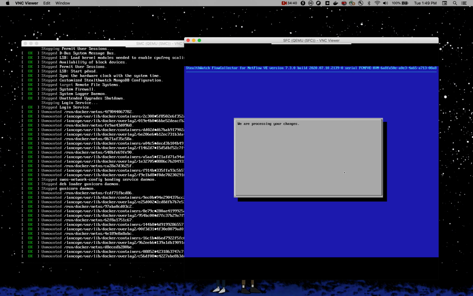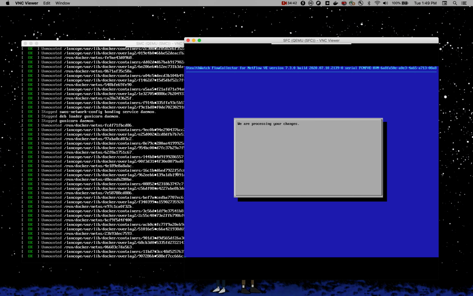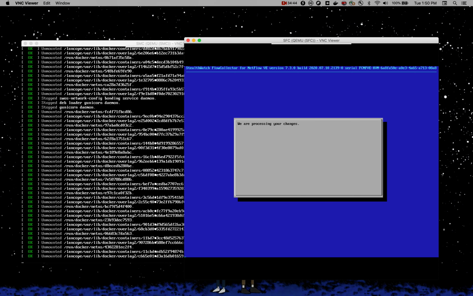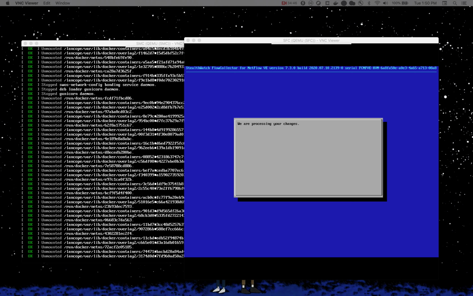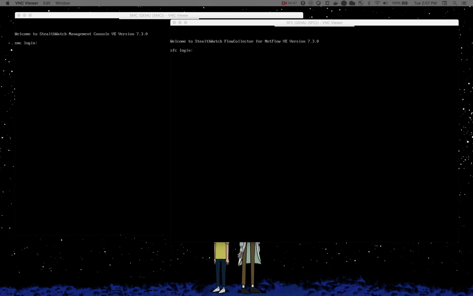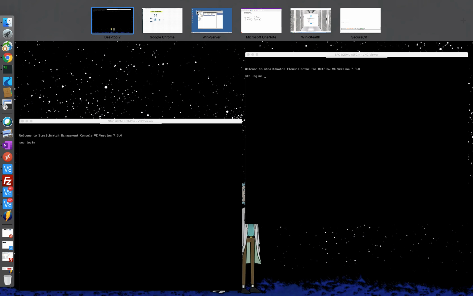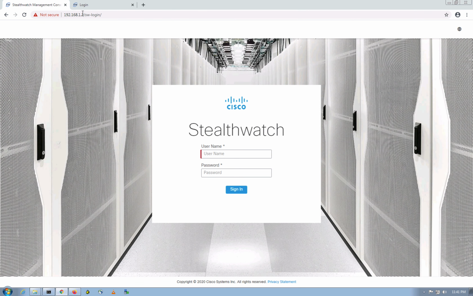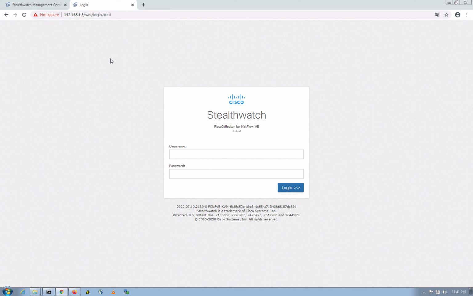It'll take some time for both of them to come up successfully, so I'm going to pause the video and continue once both of them come up. All right, looks like it's completed. You can see the screens now. The host names should have changed to SMC and SFC, as we defined. You can go back to the browser now and hit those two IPs, 1.2 and 1.3, and you basically get this.